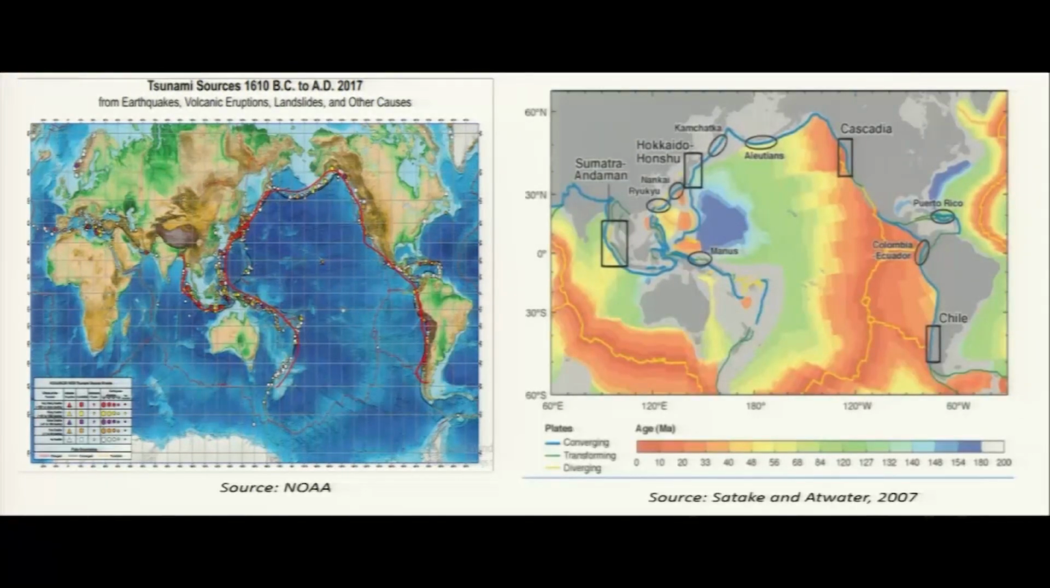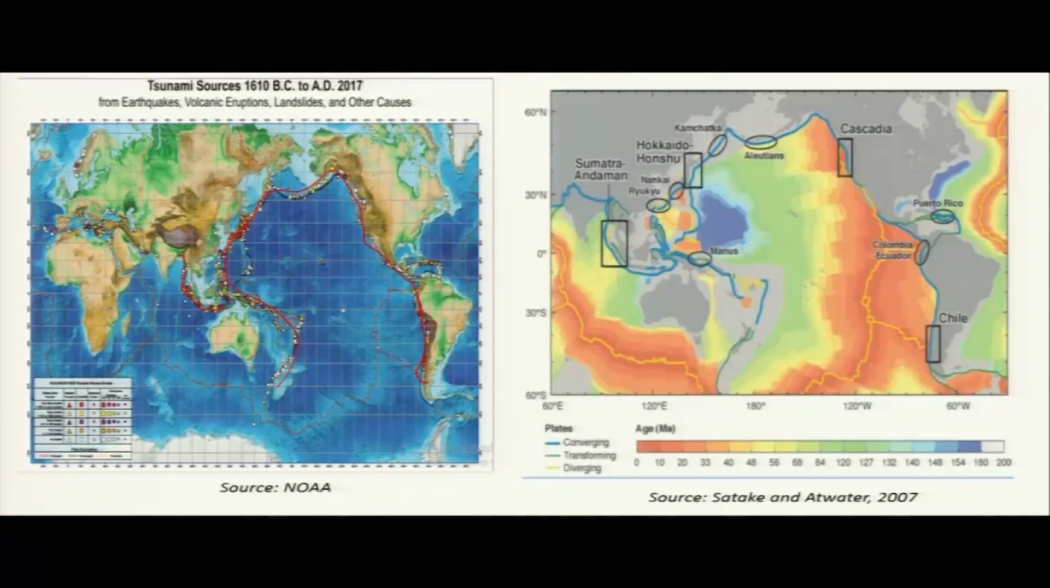Here are the subduction zones which have the potential of generating a tsunami: the Chilean subduction zone, the Colombia Ecuador, the Puerto Rico subduction zone, and the Kamchatka subduction zone. As I already told you about Sumatra Andaman, and above it is Arakan. So these are the subduction zones which have the potential of generating a tsunami. And as I was talking about near shore and far shore tsunami.